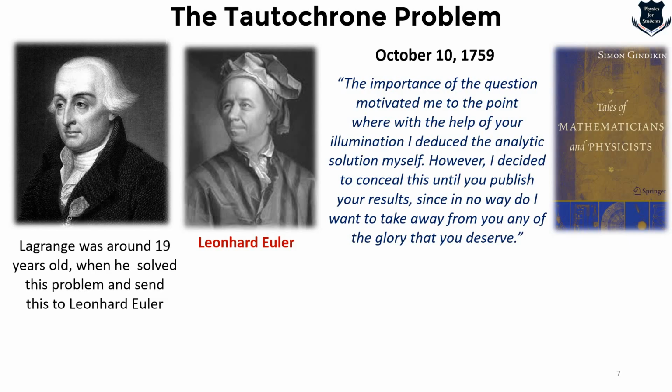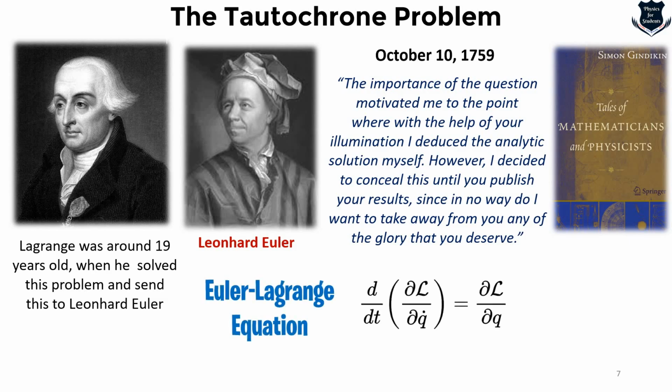So the letter suggests that although Euler had developed the tautochrone solution analytically, he would not publish it until Lagrange was given a chance, because he was younger and his work should be brought in front of the world. So he writes that in no way does he want to take away your credit, because you deserve the glory. This was a great example of Leonhard Euler's leadership and bringing forward young scientists. From this we got what is called the Euler-Lagrange equation, and the entire Lagrangian mechanics emerged.